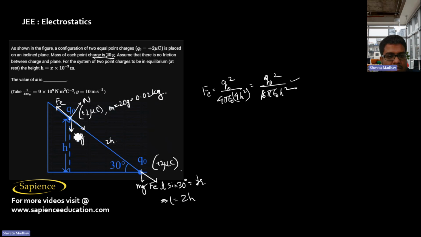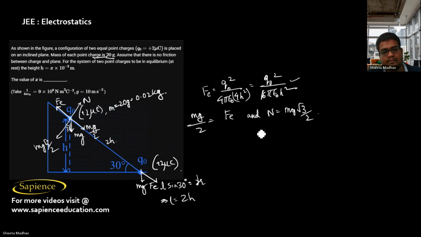Here we can say this will be 30 degree. This is mg cos 30, so mg root 3 by 2, and this will be mg sin 30, so mg by 2. Therefore mg by 2 should be equal to Fe, and the normal reaction N should be equal to mg root 3 by 2. There is no friction acting between the charge and the plane, so it is smooth.